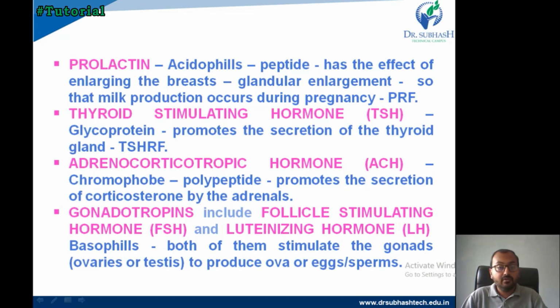Next one, gonadotropins, which include two. First is follicle stimulating hormone, and next one is luteinizing hormone. In the case of gonadotropins, they are basically released from the basophil cells. Both of them stimulate the gonads, that is the former one the ovaries, and the latter one the testes, to produce ova or eggs or sperms. Ova is a part of the female reproductive system, whereas sperms are a part of the male reproductive system, which we will discuss during the reproductive system.